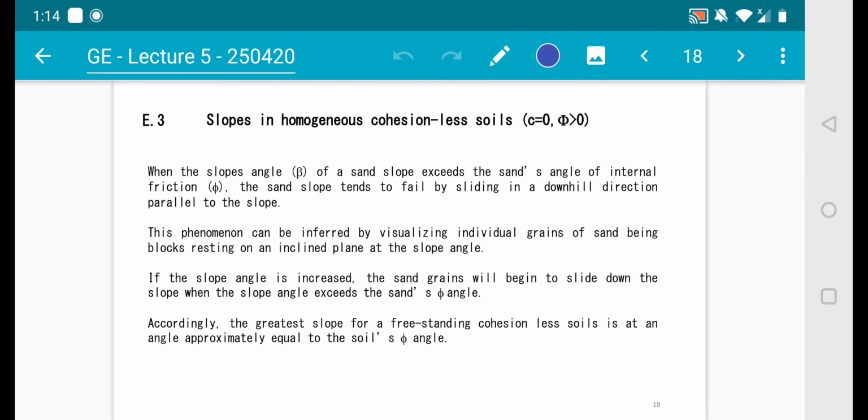Now let's move on to subtopic E3. Now we're going to look at different types of slope in different types of soil settings. So this setting is on slopes in homogeneous cohesionless soil. For different types of soil, we have different approaches. So this is one case of a type of soil. So when the slope angle beta, you can see this from your figure just now.